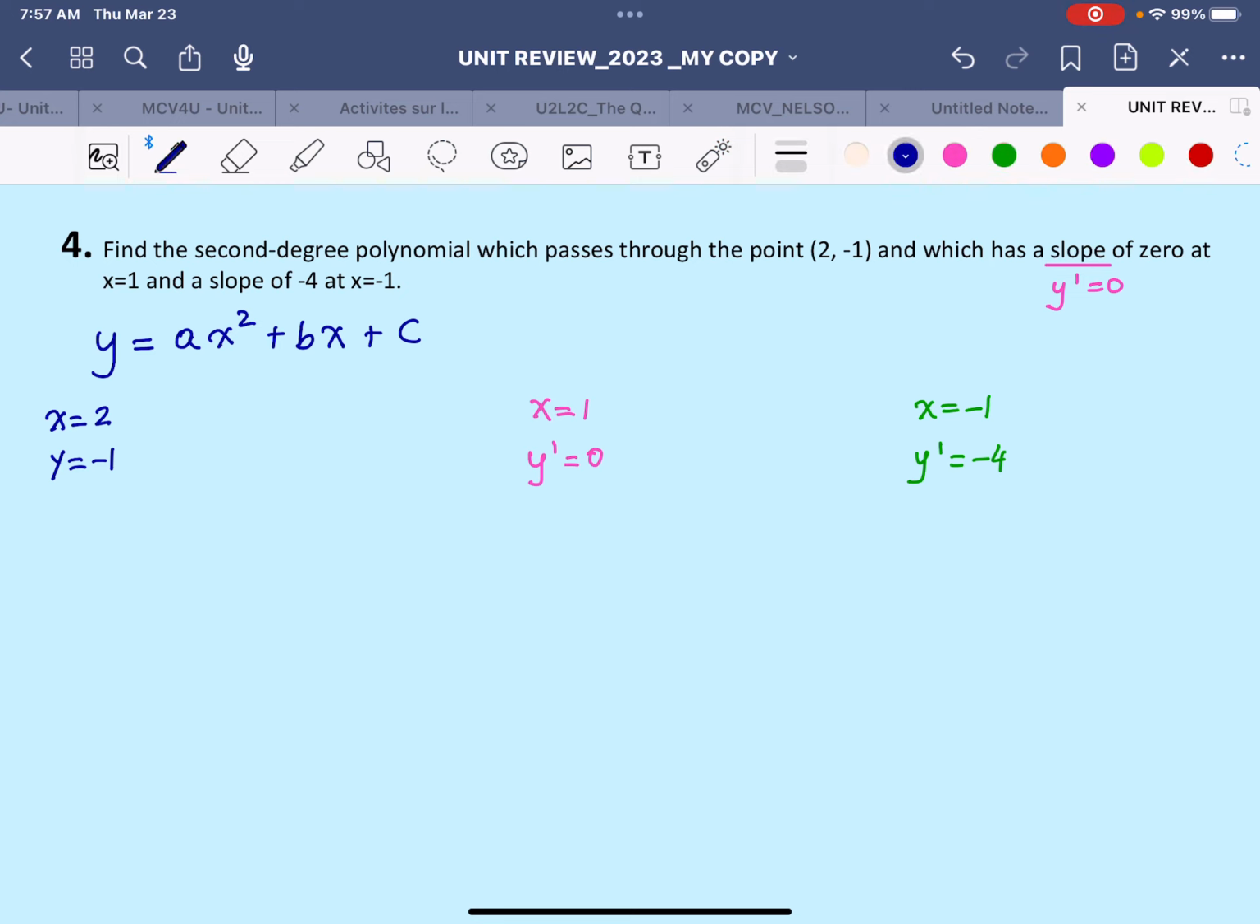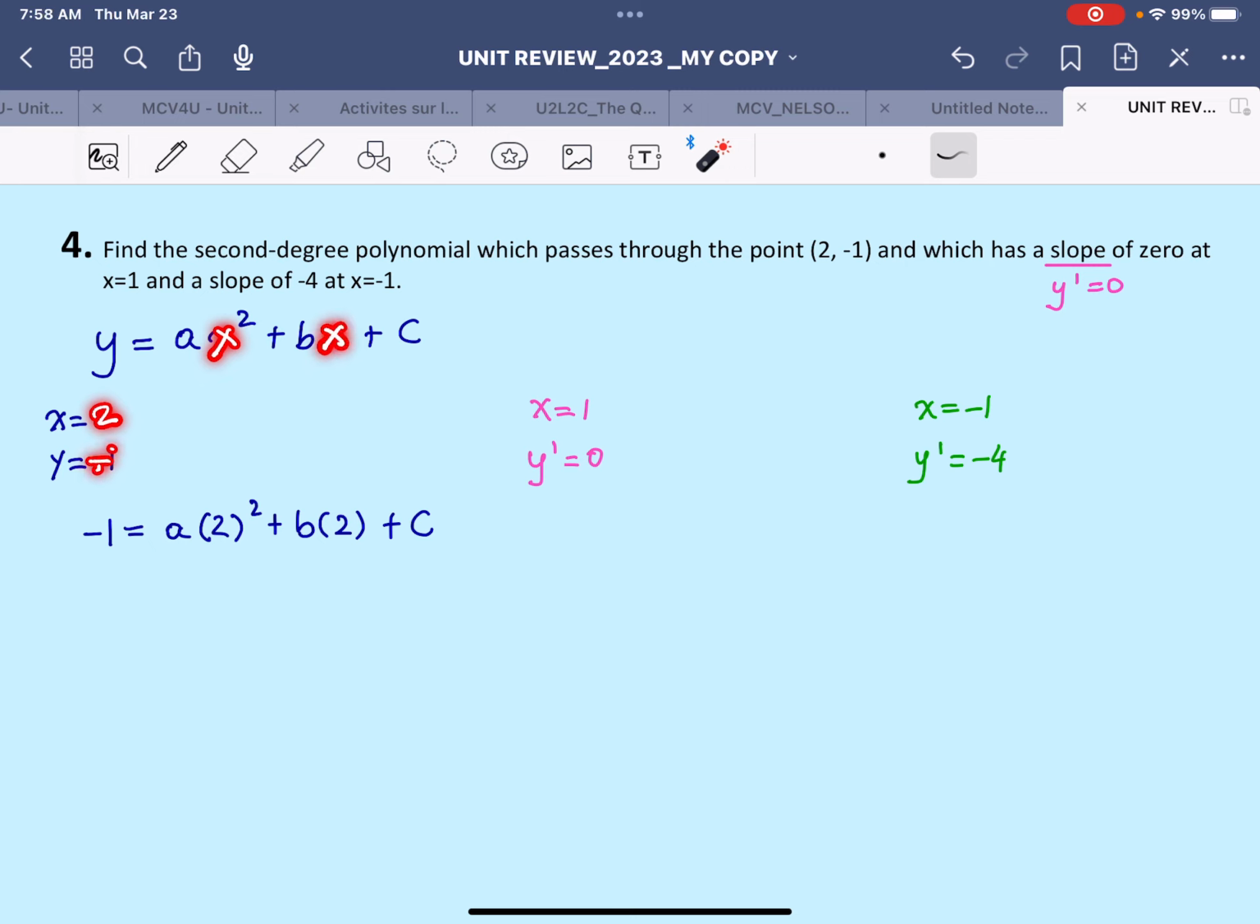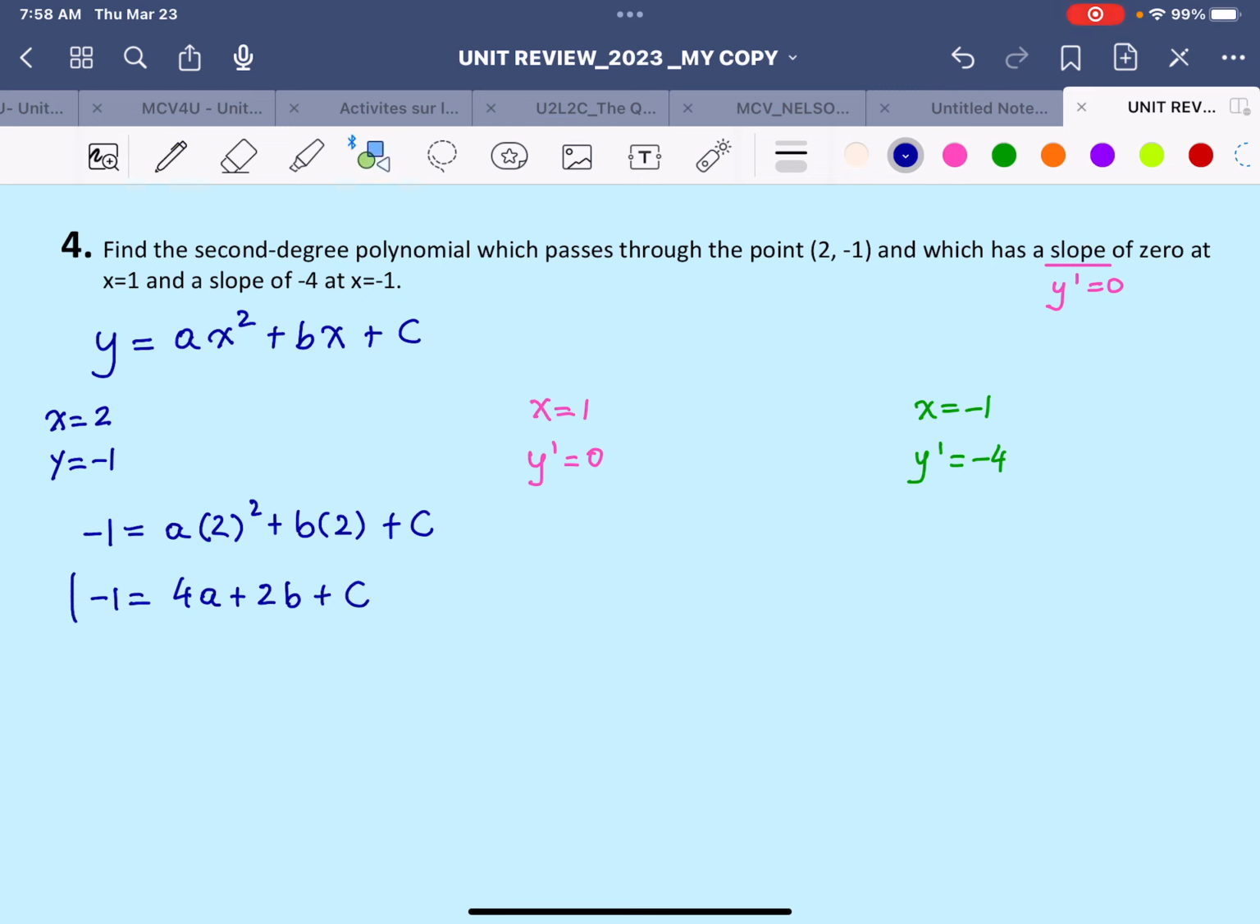We have x equals 2, y equals negative 1. That means that negative 1 equals a, 2 to the power of 2 plus b times 2 plus c. So again, wherever you see x, we replace it by 2. Wherever you see y, you replace it by negative 1. So simplify, and that will give 4a plus 2b plus c. That's all we can get from this equation at this point. So we are going to box this up, and we're going to give it a name, equation 1.